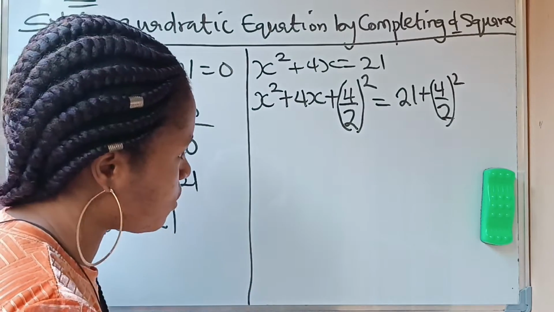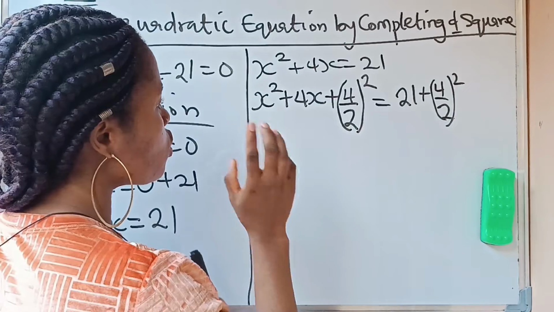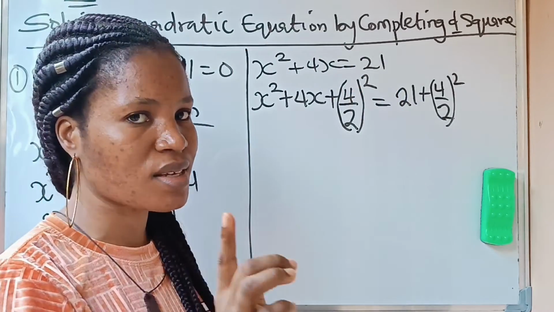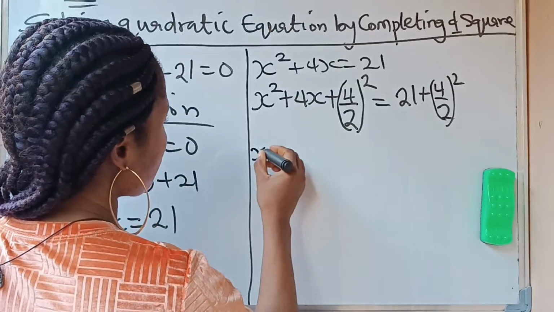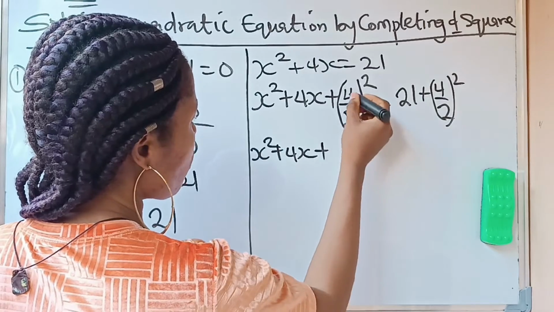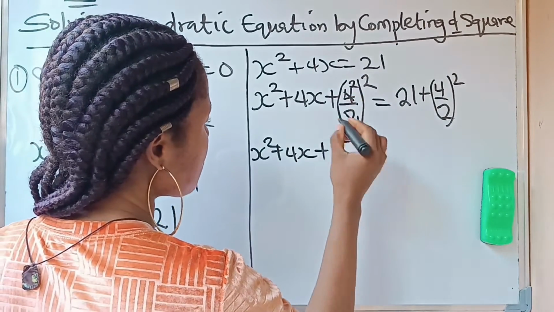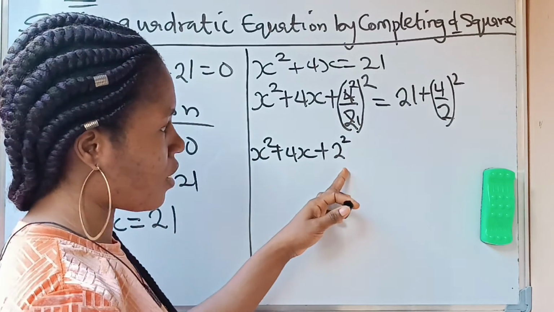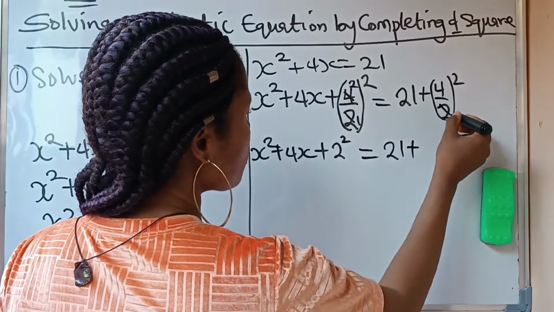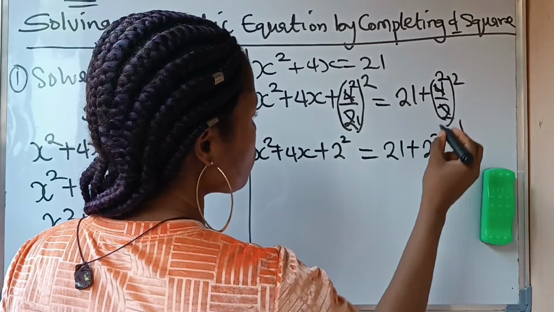Now we are going to continue. When you look at this particular question, I want to tell you something: do not clear this square sign here. Leave that square sign the way it is. We are going to have x squared plus 4x plus, 4 divided by 2 gives you 2, so what you have here is 2 squared. Is equal to 21 plus, 4 divided by 2 gives you 2, so 21 plus 2 squared.